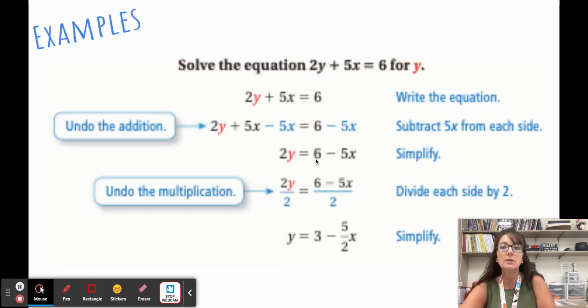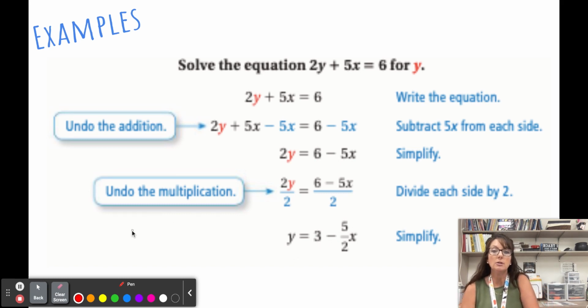Okay? So first, we're going to solve an equation with two variables for y. You may remember this in sort of a slope-intercept form type of thing. So we look at the equation, and we see that the y term is here, so we want to undo this first, so we're going to subtract 5x from both sides. These are not like terms, okay? So this is about as simple as it gets. Then we want to undo the multiplication, so we're going to divide both sides by 2, but that literally means to divide 6 by 2 and to divide this negative 5 by 2. So you end up with this 3 minus 5 over 2x.